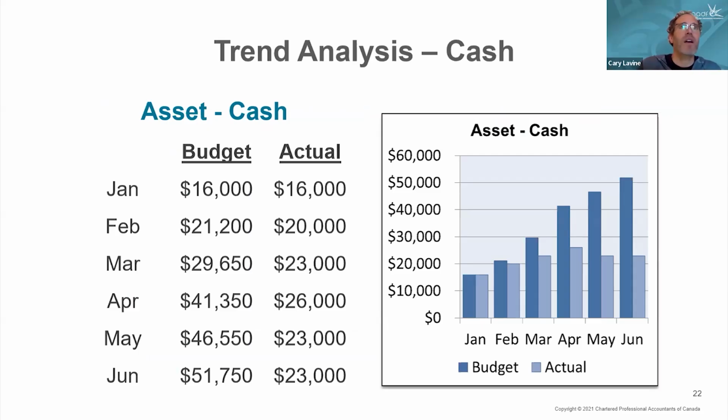This is the type of thing where you can look at trend analysis with cash flow and say, okay, how much cash should I expect to have in my budget at the end of each month and how much should I actually have? And in this case here, it's not a good trend. I expected to have $51,000 at the end of June. I actually only have $23,000.